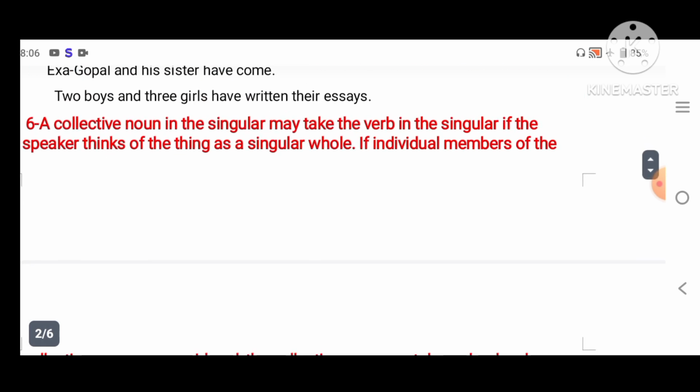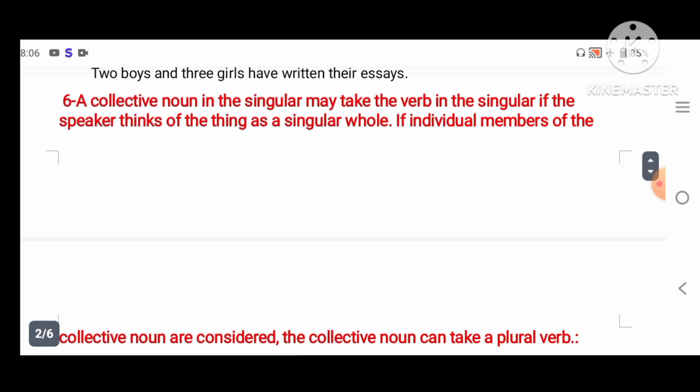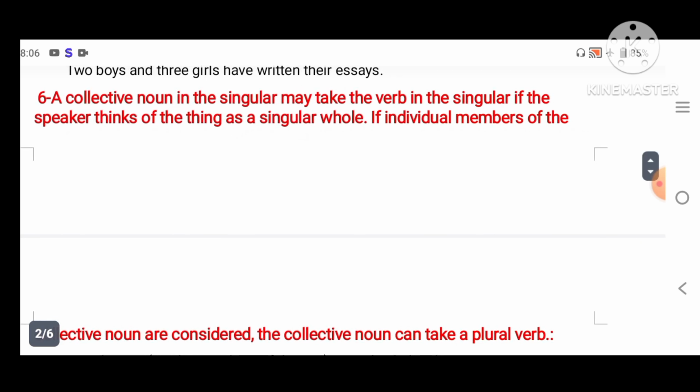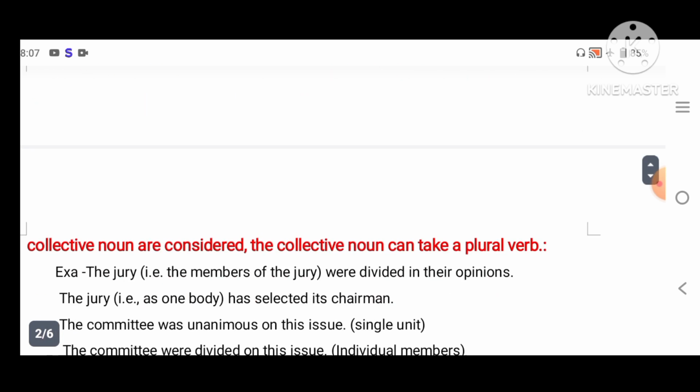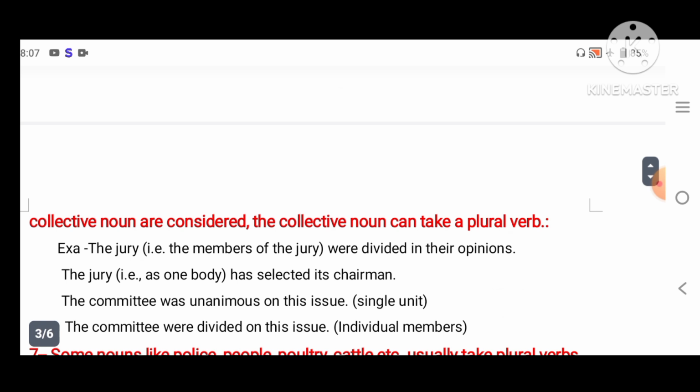It is a collective noun. In the singular, it may take the singular verb if the speaker thinks of the thing as a singular whole. If the individual members of the collective noun are considered, the collective noun can take the plural verb.